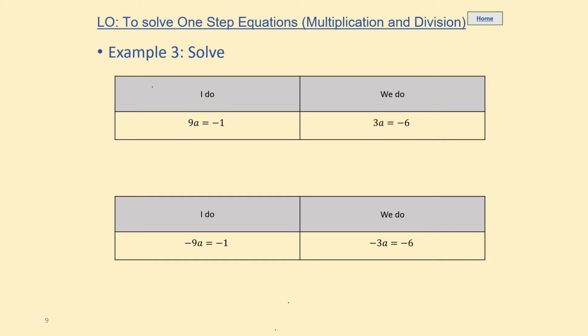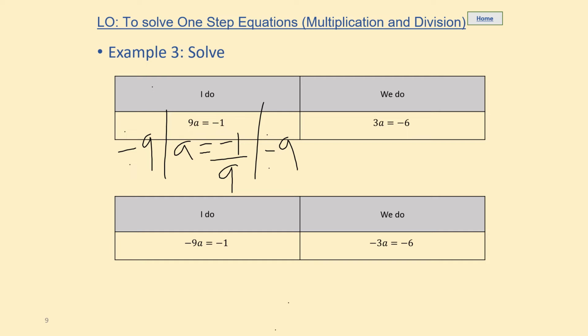Well, let's look at these questions then. 9A equals minus 1. We're still following BIDMAS, and we've got 9 times A equals minus 1, so we're going to divide both sides by 9. So A equals minus 1 divided by 9, so minus 1/9.